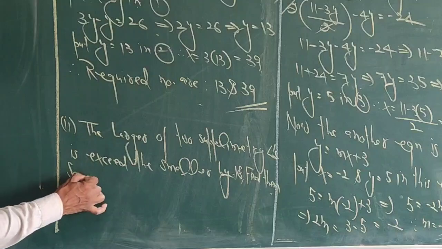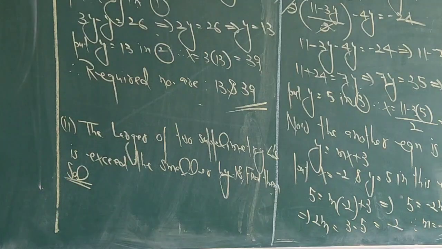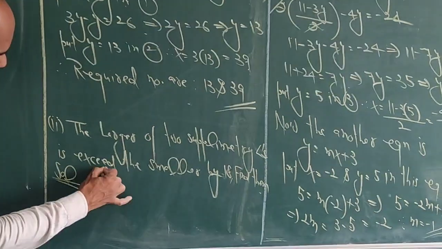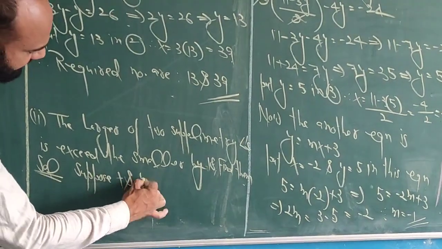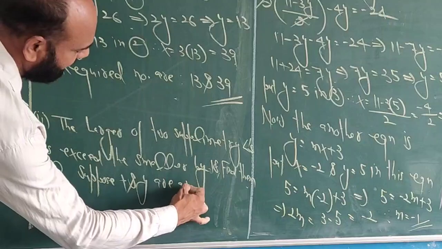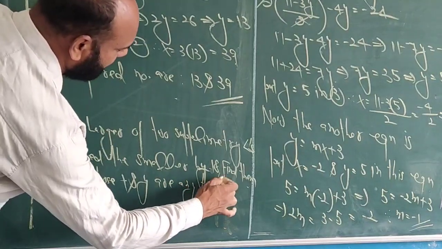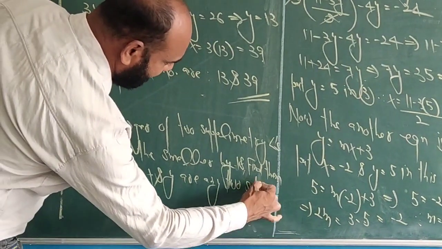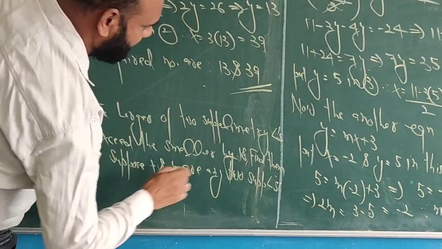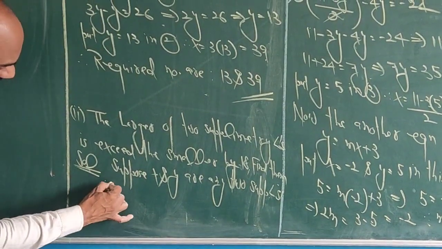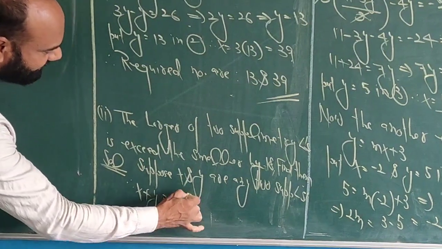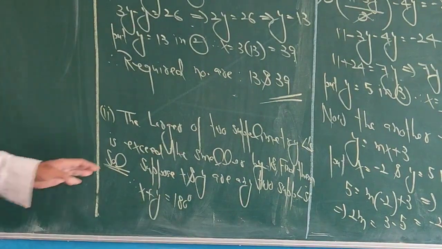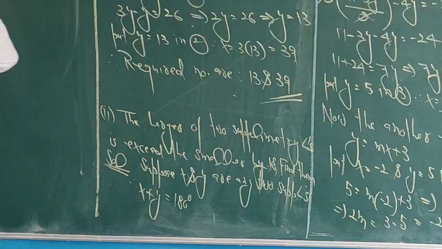So to solve this question, suppose x and y are any two supplementary angles. Therefore, when x and y are supplementary angles, it is sure that x plus y equals 180 degrees. Now it is also given that the larger of two supplementary angles exceeds the smaller by 18.